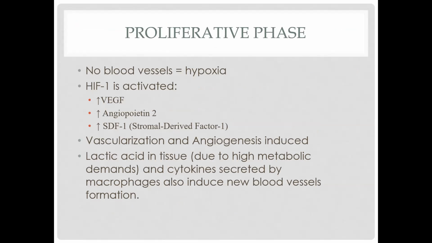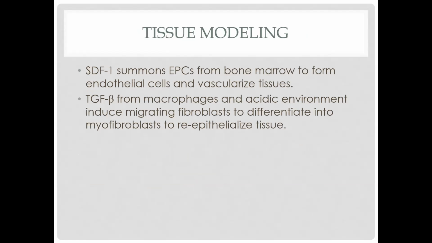So no blood vessels are available in the hypoxic area, so HIF-1 is activated. It makes the stromal derived factor, angiopoietin, VEGF. This induces vascularization, angiogenesis, the making of new blood vessels, the remodeling of existing blood vessels. Lactic acid in tissue, and cytokines made by migrating macrophages also induce new blood vessels. And you get tissue remodeling.